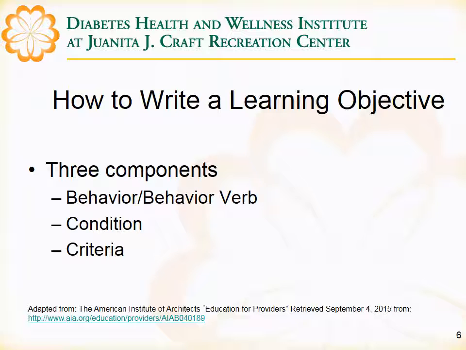So how do you write a good learning objective? A learning objective consists of three parts. We have behavior verb, condition, and criteria. Let's start with behavior verb.